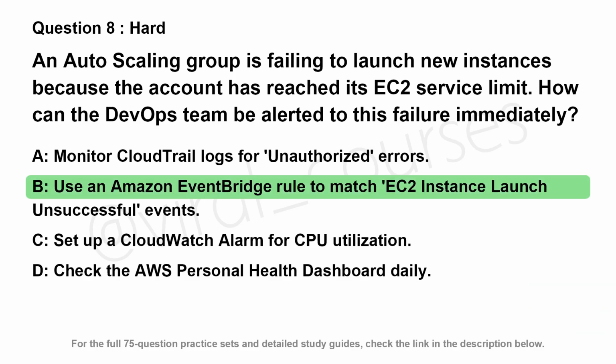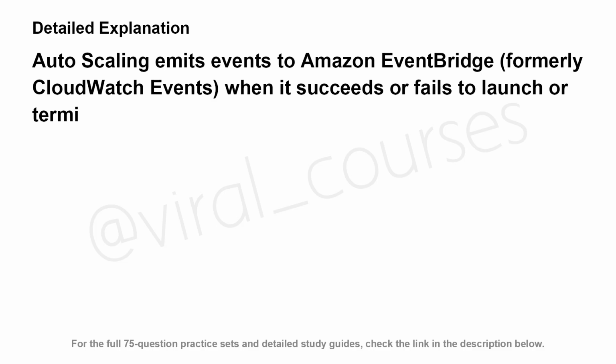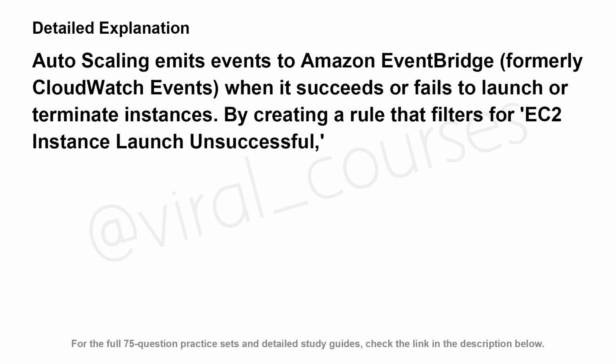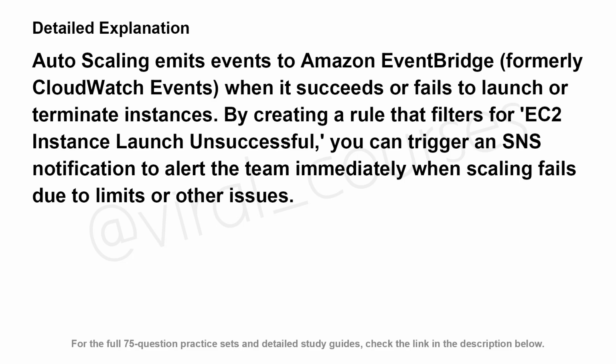The correct answer is B. Auto-scaling emits events to Amazon EventBridge, formerly CloudWatch Events, when it succeeds or fails to launch or terminate instances. By creating a rule that filters for EC2 instance launch unsuccessful, you can trigger an SNS notification to alert the team immediately when scaling fails due to limits or other issues.